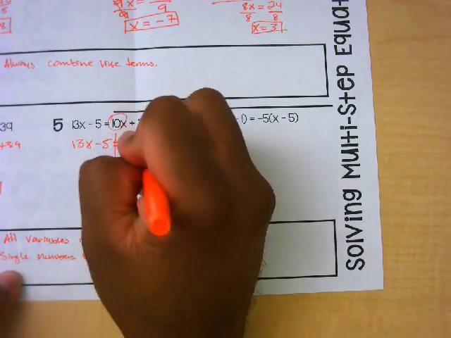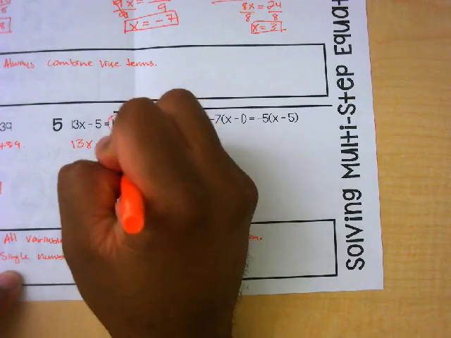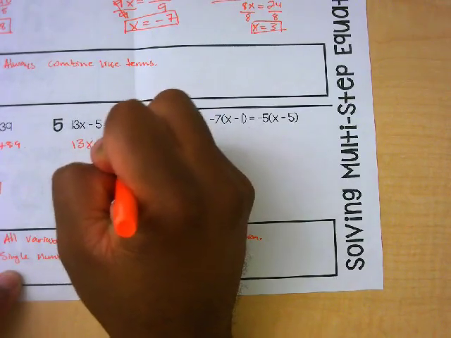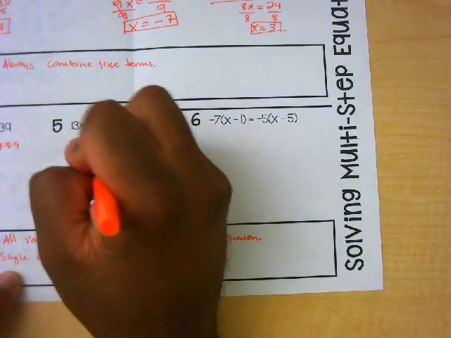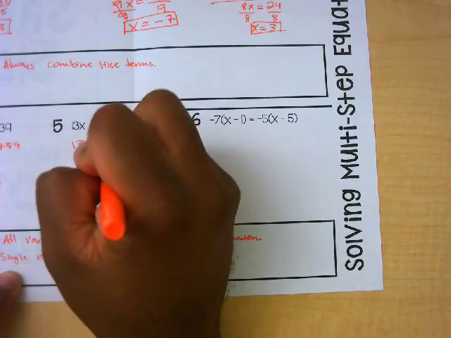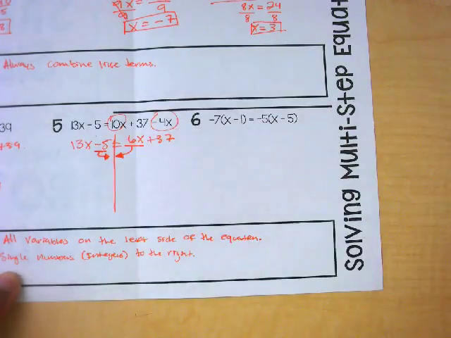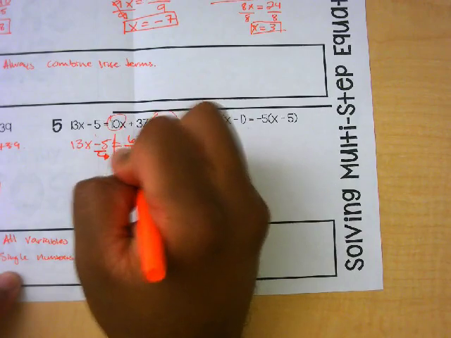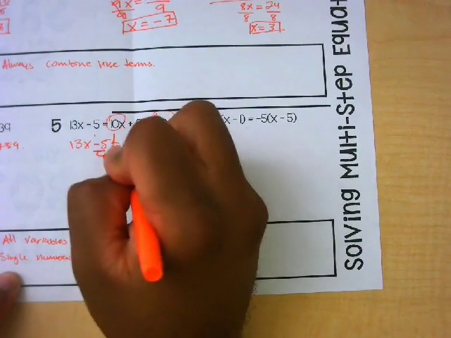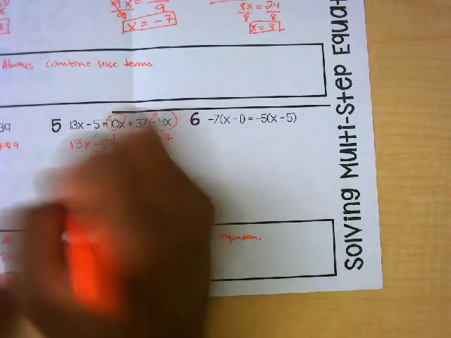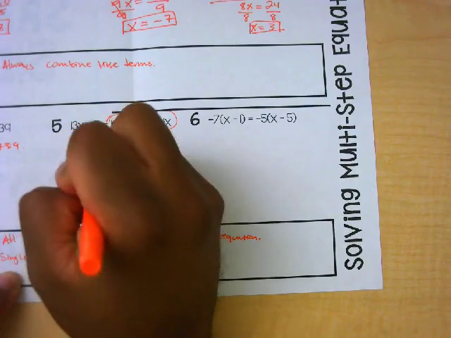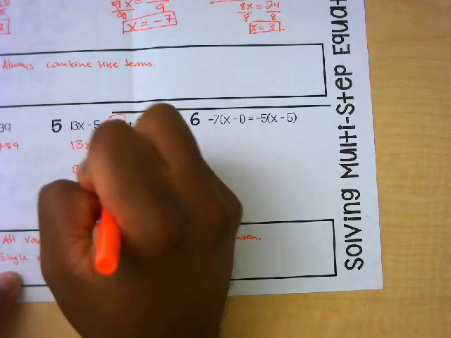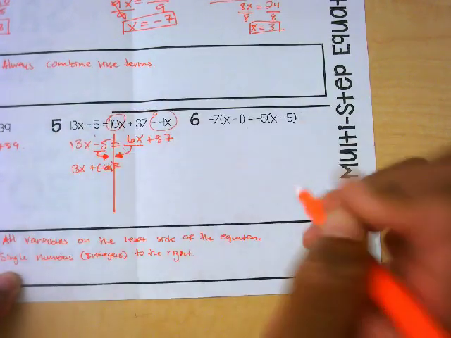I want my x's to the left, so this 6x I want to come over here. And then this negative 5 is an integer, a single number. I want it to the right. And so what happens is this 6x is positive where it is. I make it move. Now it's negative. 13x plus that negative 6x. It's mad. It didn't want to move.